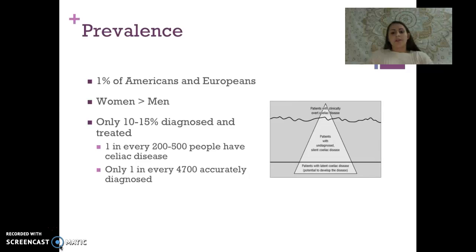So how prevalent is celiac disease? Currently, we know that 1% of the American population and 1% of the European population are diagnosed with celiac disease. It is more prevalent in women than in men. However, an interesting fact is that 10 to 15% of the people diagnosed with celiac disease are treated. Recent statistics say that 1 in every 200 to 500 people have celiac disease. But another startling statistic is that only 1 in every 4,700 have been accurately diagnosed.